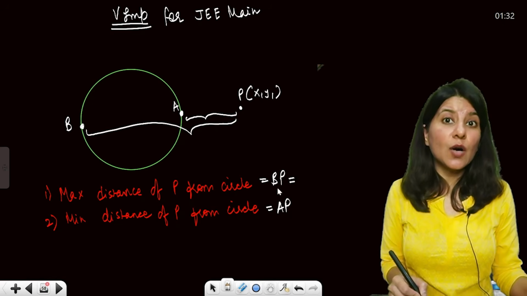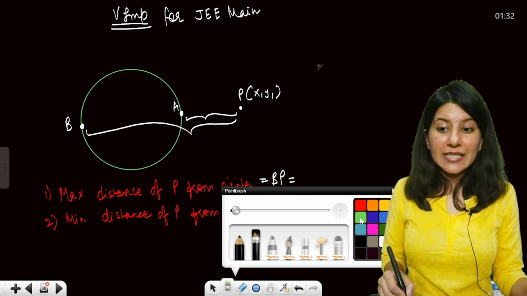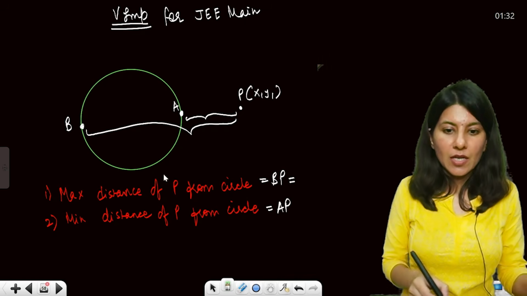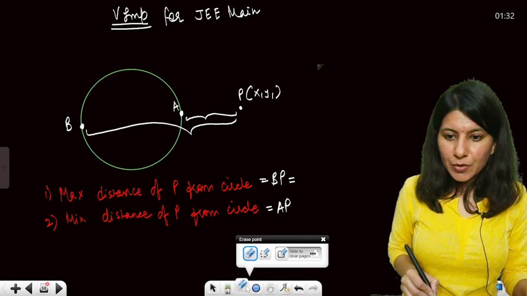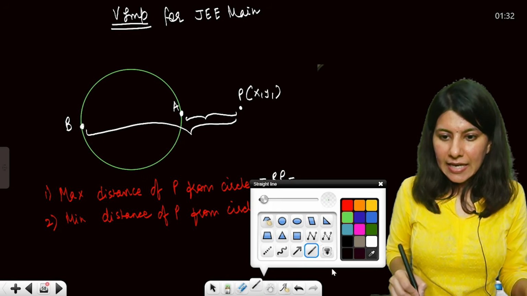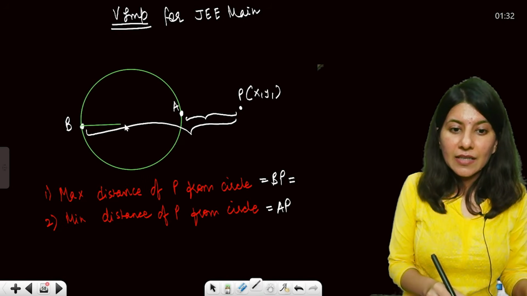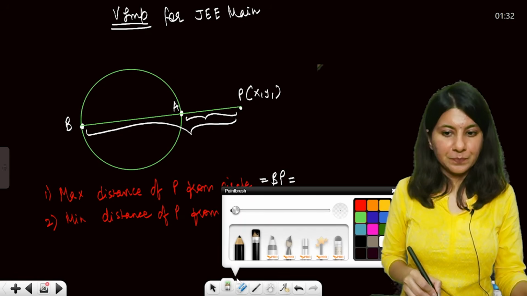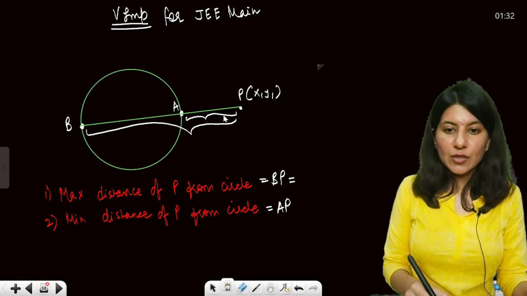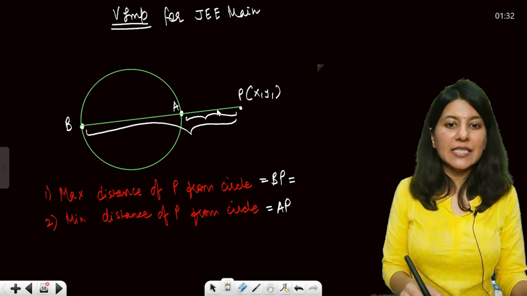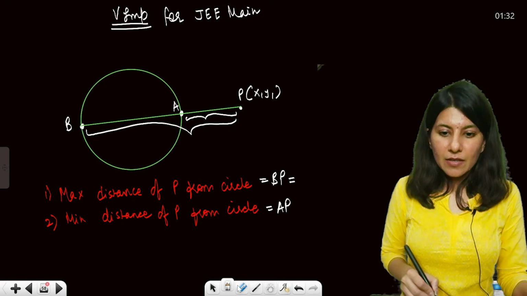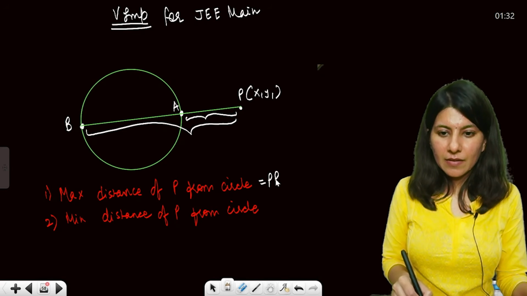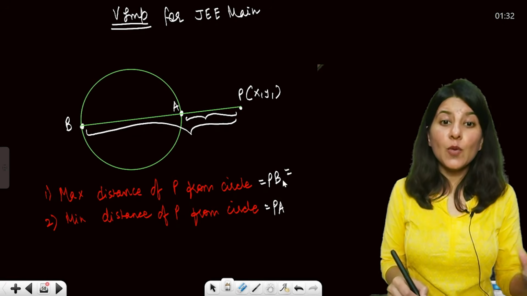How to get BP? How to get AP? And what is basically the geometrical position of A and B? Okay, so A and B together form a diameter of this circle. That is the first thing. Okay, all right. So that's why the minimum distance is PA and the maximum is PB. Let me write it this way: PA and PB.